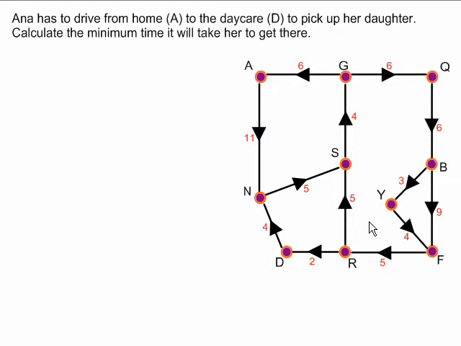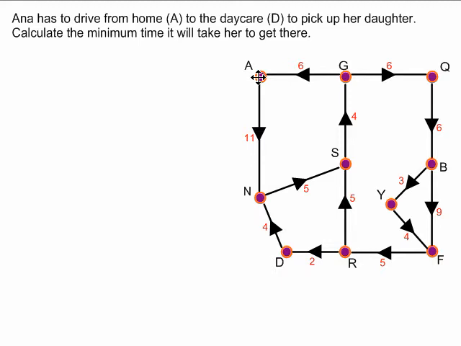In this diagram, which is given with the question, each of these black lines represents a street, and the arrows tell you which direction the street goes. So they're all one-way streets. The little red numbers tell you how many minutes it takes to get from one vertex along that street to the next vertex.